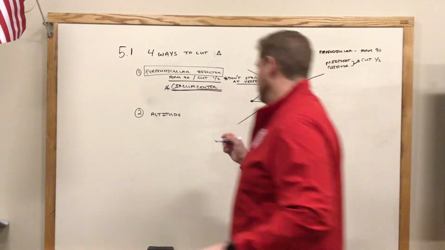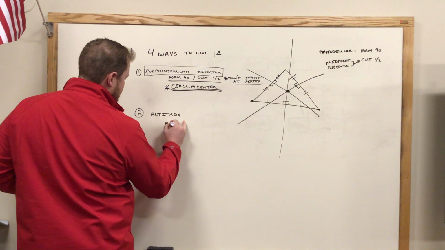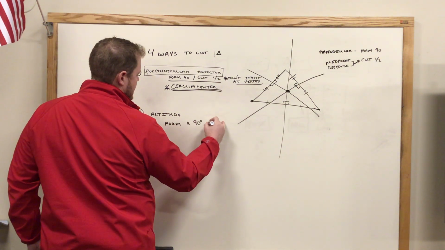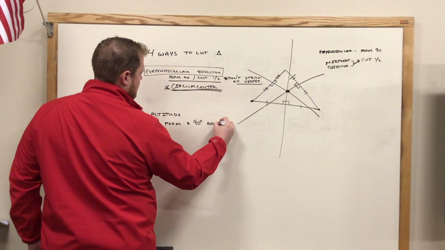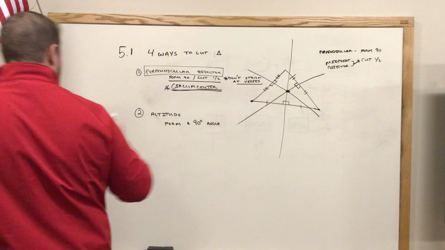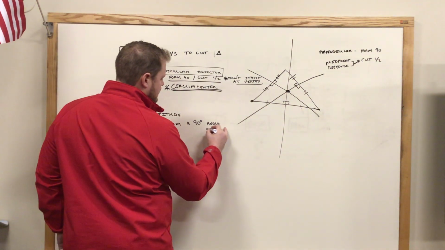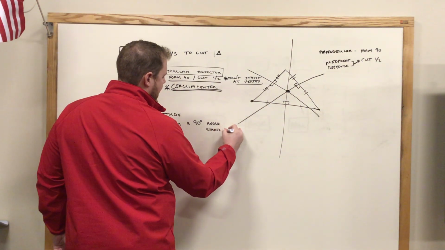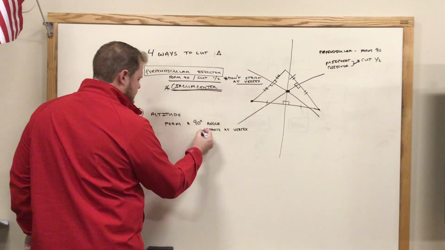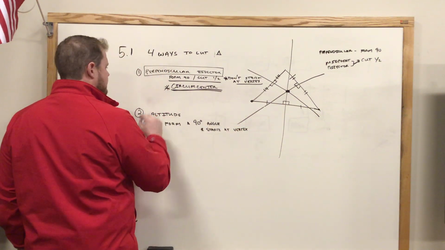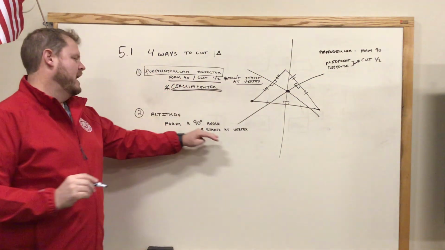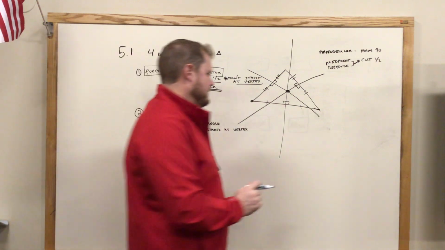So altitude, its definition is that it forms a 90-degree angle. However, it starts at the vertex. And I'll demonstrate this for you. Remember the key: perpendicular bisector does not have to start at the vertex. Altitude has to. It must start at the vertex.